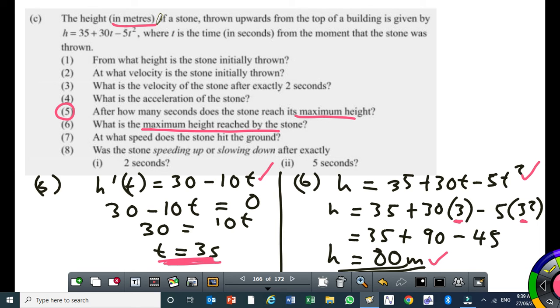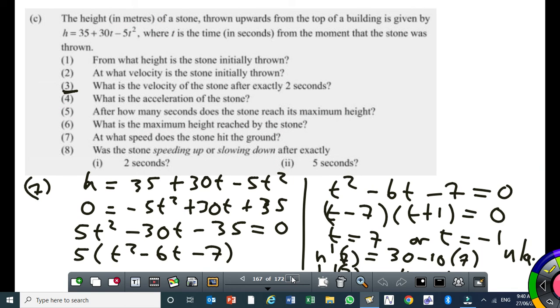You following that? Okay, then number 7. Do you have any question? Then number 7, that one there. At what speed does the stone hit the ground?